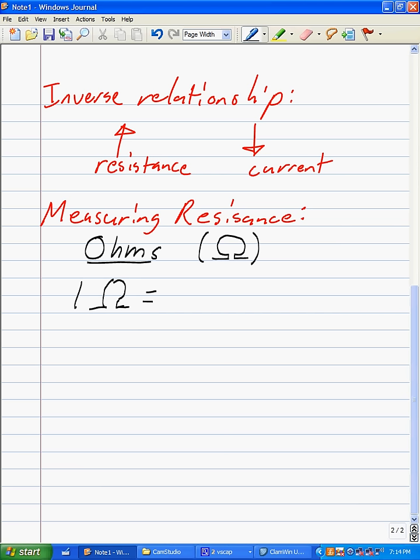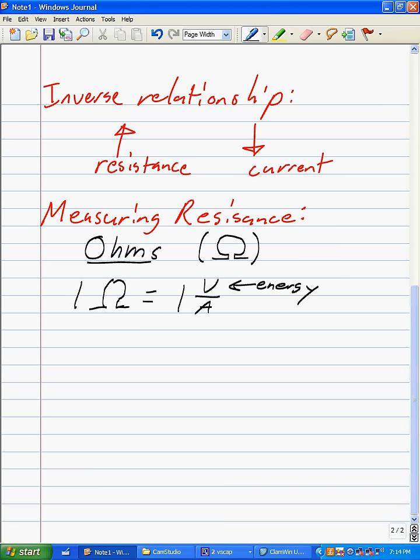Because remember, voltage is that energy behind it. This is the energy that causes it, basically. Voltage is a way of measuring our energy. Another way to think about voltage is it's the push on the electrons. So the harder I have to push, the more resistance I have to get through the wire.